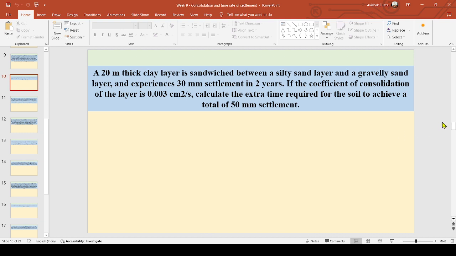I repeat the question once. A 20-meter thick clay layer is sandwiched between a silty sand layer and a gravelly sand layer and experiences 30 mm settlement in 2 years. If the coefficient of consolidation of the layer is 0.003 centimeter square per second, calculate the extra time required for the soil to achieve a total of 50 mm settlement.